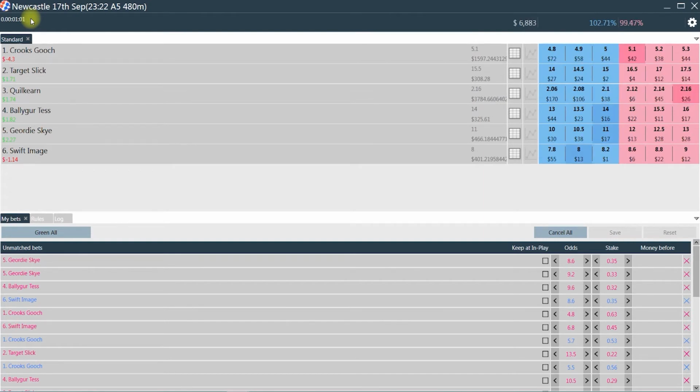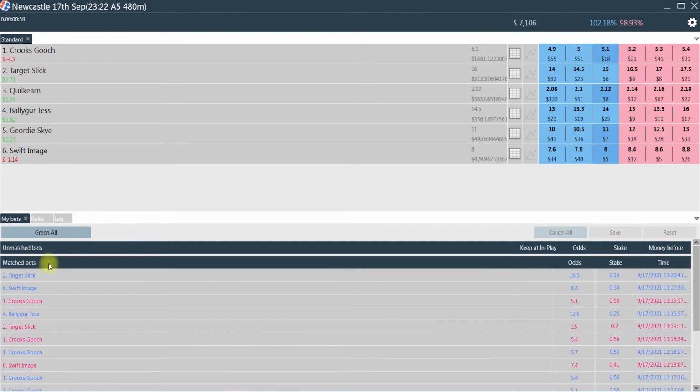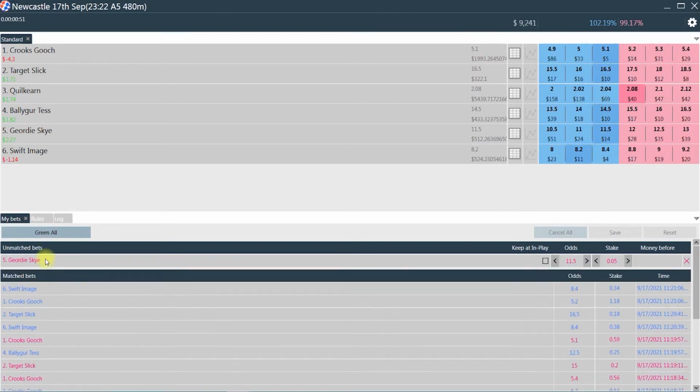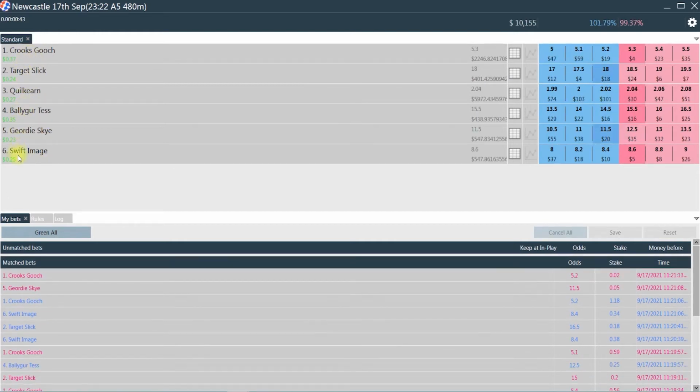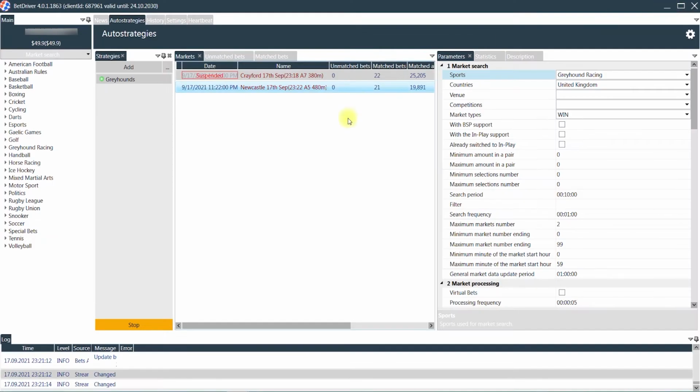A minute before the start of the race, all unmatched bets are cancelled, closing bets are placed, and we again receive positive results on all selections. Depending on the winner, the profit will range from 24 to 37 cents. Along the way, we will find out about one more function.